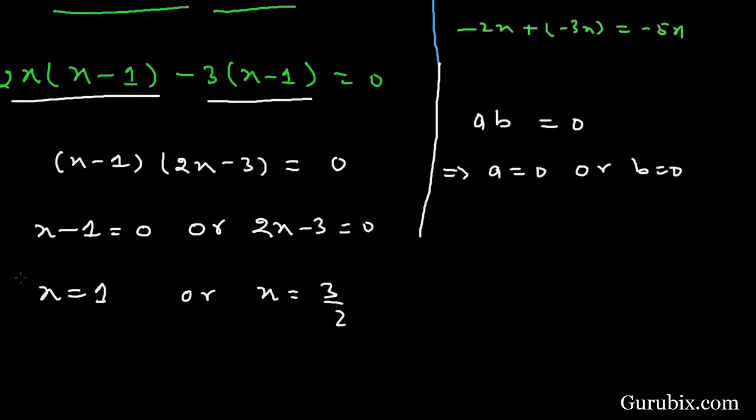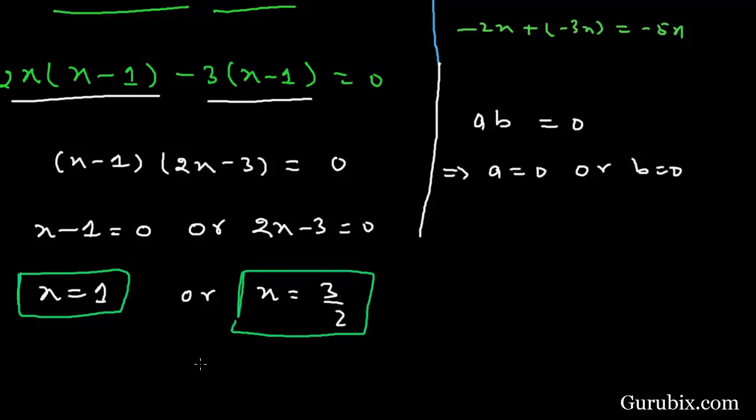So these are the two zeros of the given quadratic equation. This means at x equals 1 and x equals 3 over 2, the graph of the given quadratic equation will intersect the x-axis. This is the meaning of the zeros. So this is the solution of the example. Thank you.